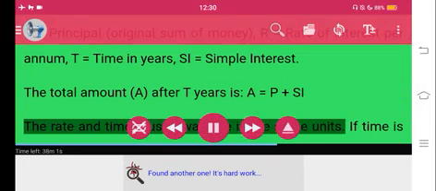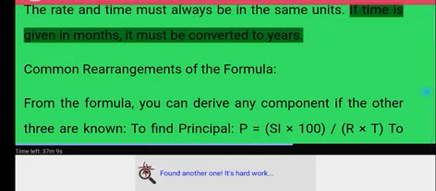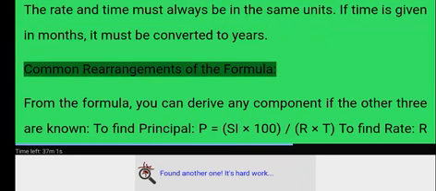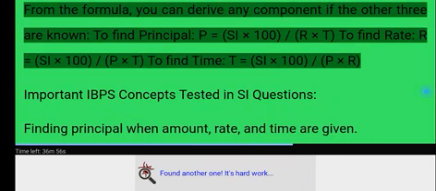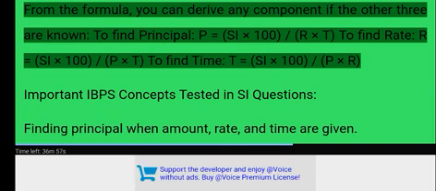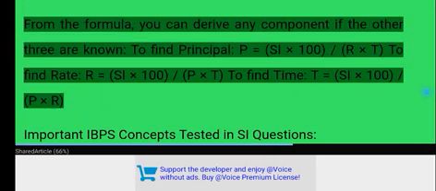The rate and time must always be in the same units. If time is given in months, it must be converted to years. Common rearrangements of the formula. From the formula, you can derive any component if the other three are known. To find principal, P equals SI times 100 divided by R times T.